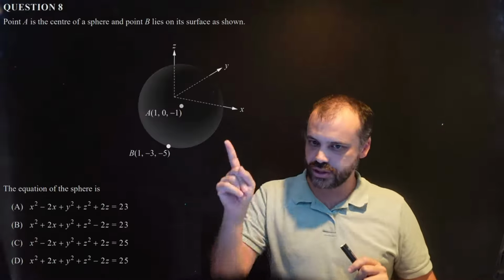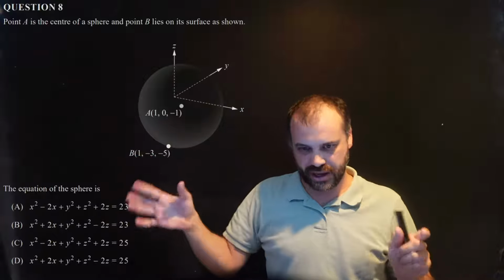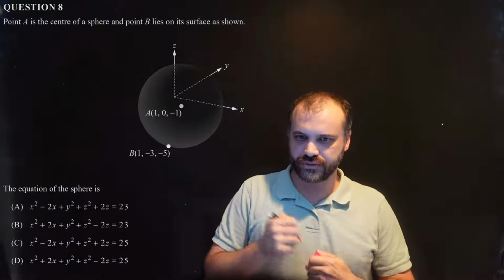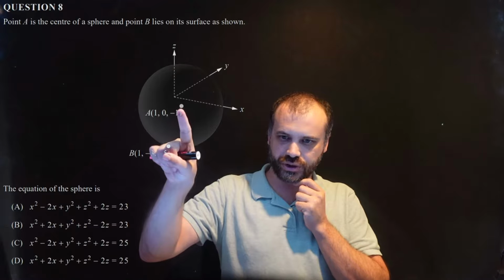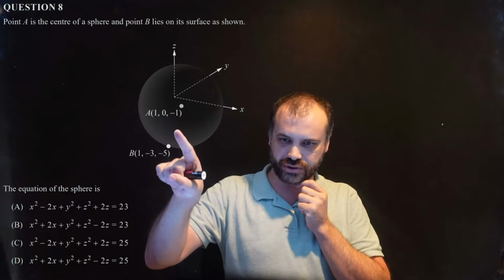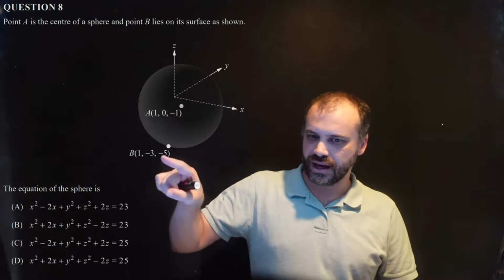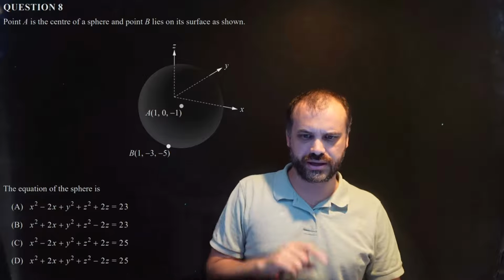Okay, we've got the equation of a sphere here, right? And we've got it in this weird expanded form. So it feels like we're going to have a little bit of work to do. Now, first of all, we can see that they've shown us where the origin is, and then they've also shown us where the center of the sphere is, point A. So the center is 1, 0, negative 1. And then there's this point on the edge, 1, negative 3, negative 5.